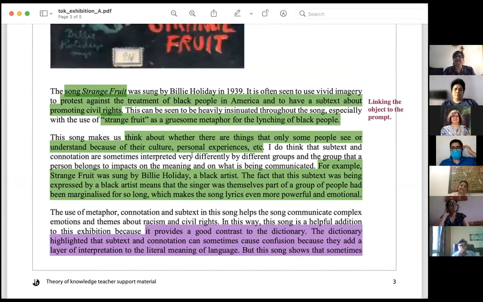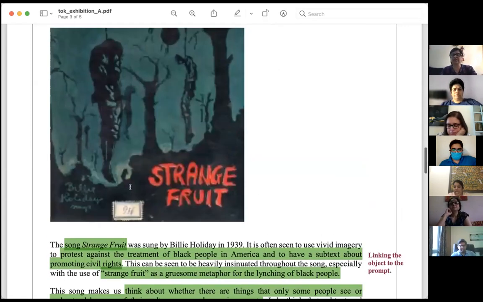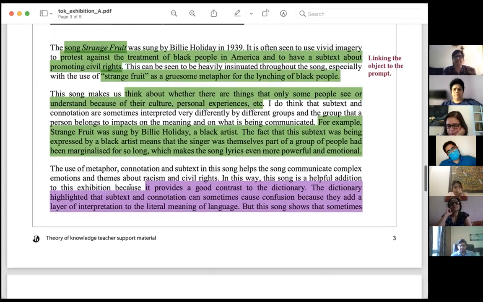I do think that subtext and connotations are sometimes interpreted very differently by different groups, and the group that a person belongs to impacts on the meaning and on what is being communicated. For example, Strange Fruit was sung by Billie Holiday, who is a Black artist herself. So the intimate knowledge that will come about in conveying through the subtext of the song, whether it is the image in this particular thing as well as the lyrics, that is also subtext over here.